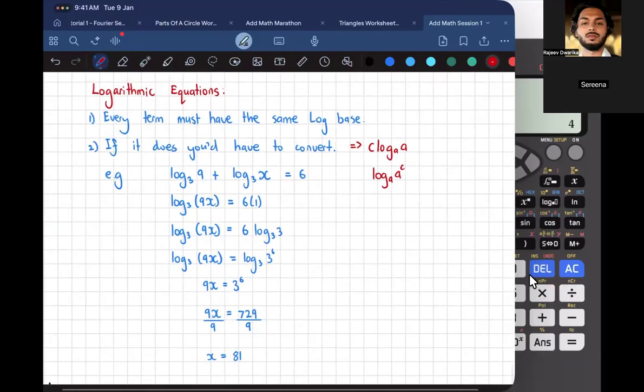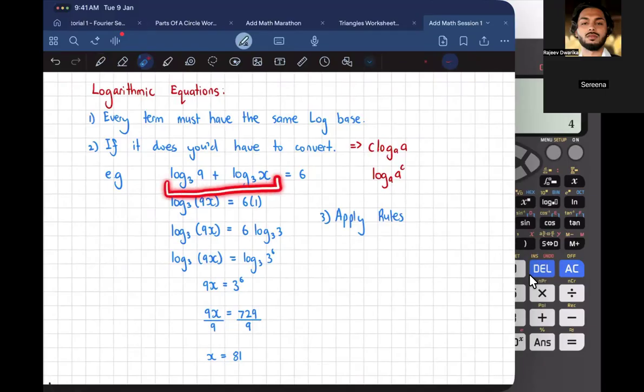Right. So again, let me run through these steps. If every term is the same log base, you're fine. If it's not, you change it. The next step would be to apply rules. So Serena, notice that on the left-hand side, they had the same log base and I was adding. So which rule did I apply to condense it? The product law. Right? So you're going to apply rules to condense.